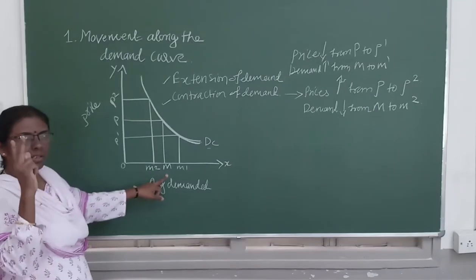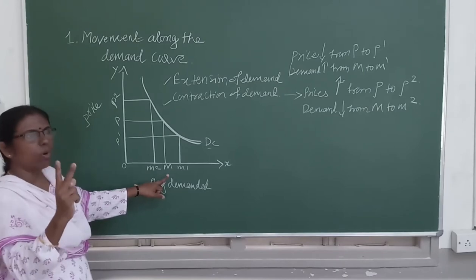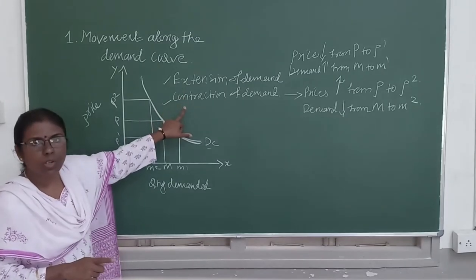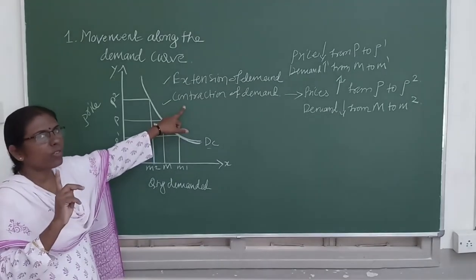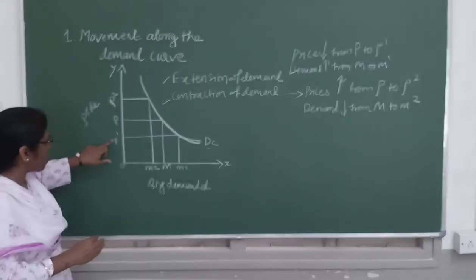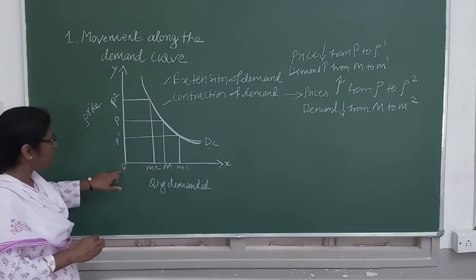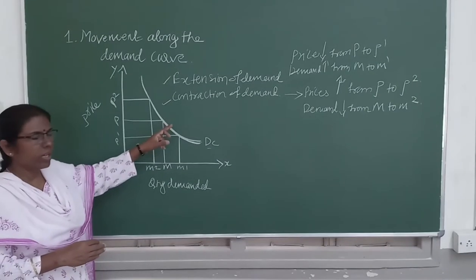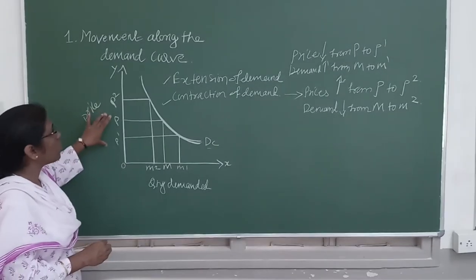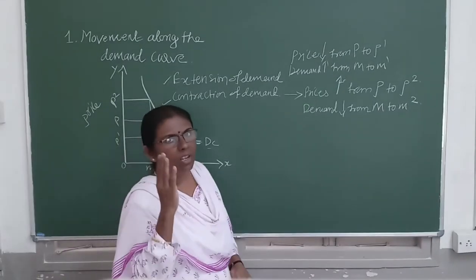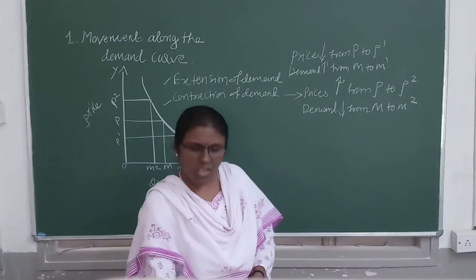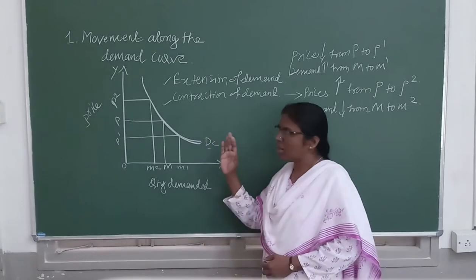So here there is a possibility of two very important economic concepts. One is extension of demand, another one is contraction of demand. Extension of demand means demand increases when the price decreases. Contraction of demand means when price increases, demand decreases. So this is about movement along the demand curve. Yes, dear students, this is a very interesting point.